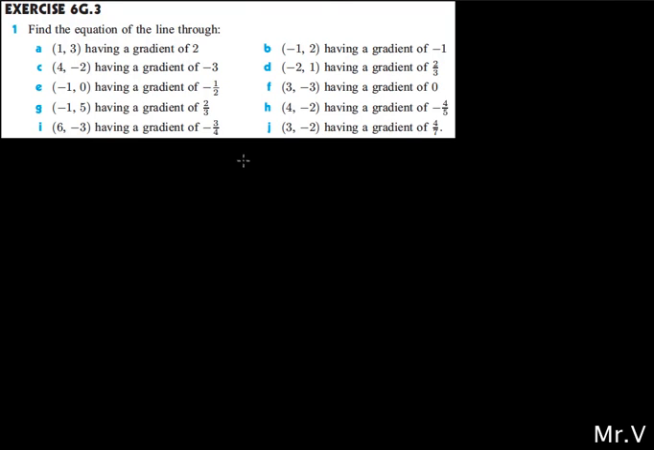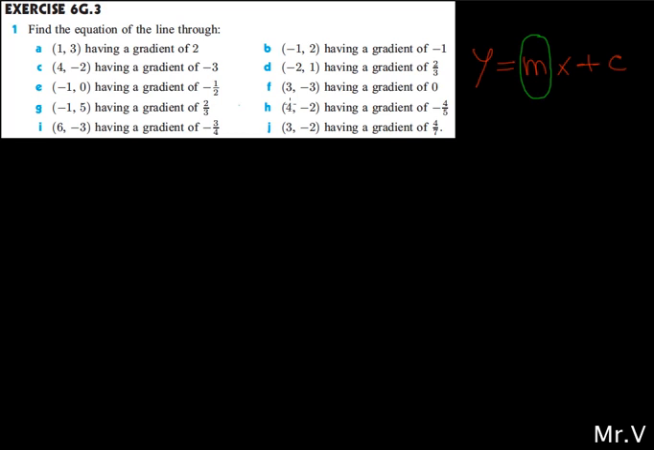The next question is find the equation of the line through a point having a gradient, and here it is. So you just have to write again the equation of the line. The information they're giving you here is the slope or the gradient, and they're giving us one point, but they are not giving us the y-intercept. So the first step is to find the y-intercept.